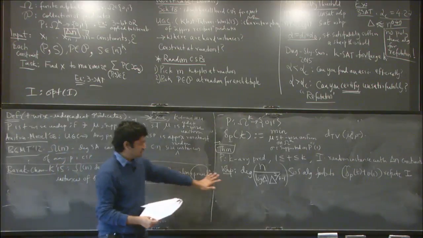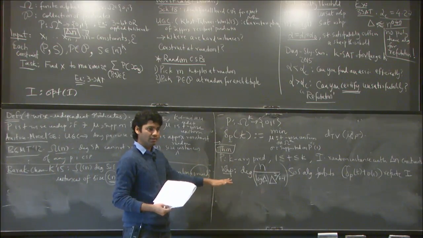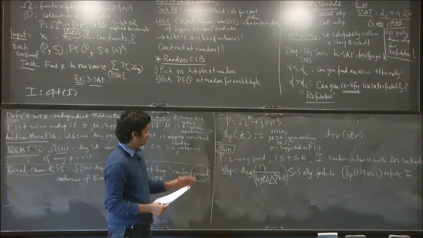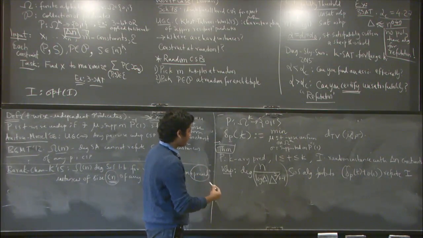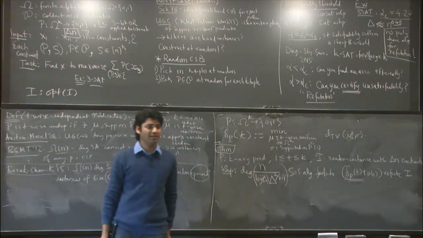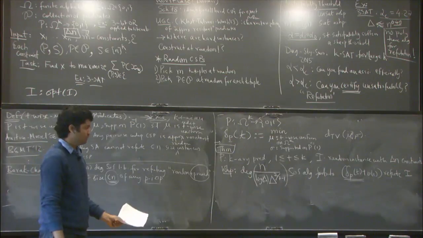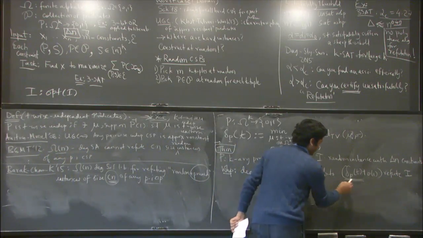I will explain these parameters in a moment. First let me just let you parse the statement. This δ_P(t) is the distance to t-wise uniformity of the predicate P, right? So this is the strength parameter.